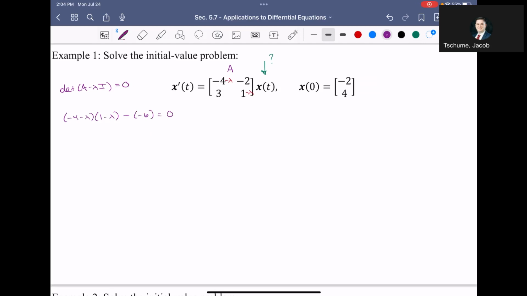So if I multiply this out, this is -4 plus 4 lambda, right, minus lambda plus lambda squared plus 6 is 0. And if I regroup this, it would be lambda squared plus 3 lambda plus 2 is 0. So that factors pretty nicely. It factors into lambda plus 2 times lambda plus 1. And so if you set both of these equal to 0, you get lambda equals -2.